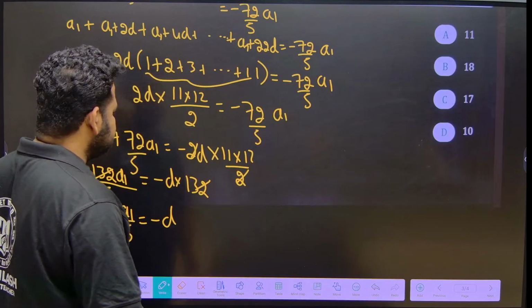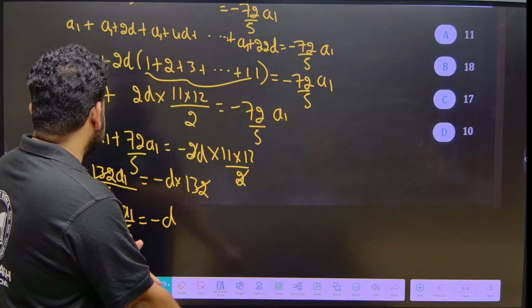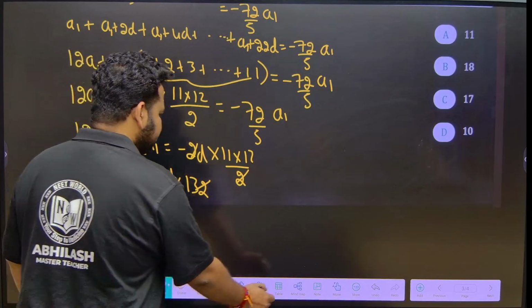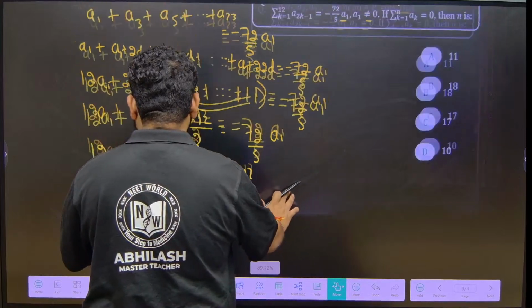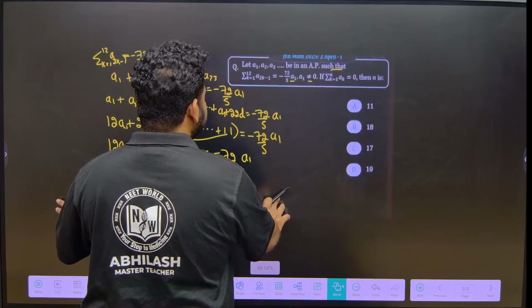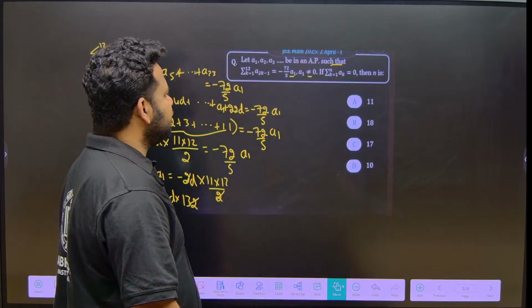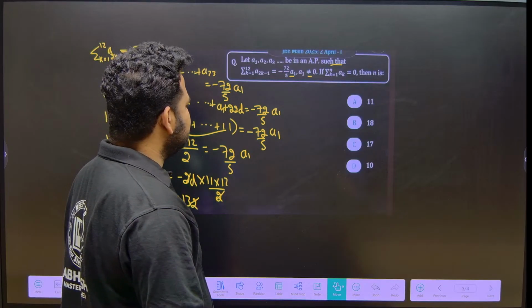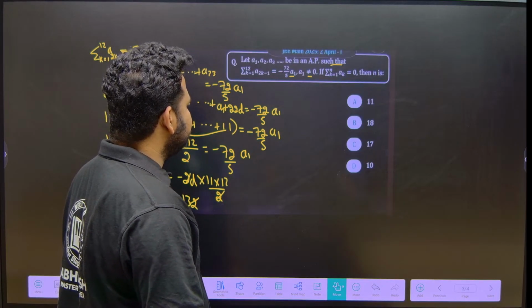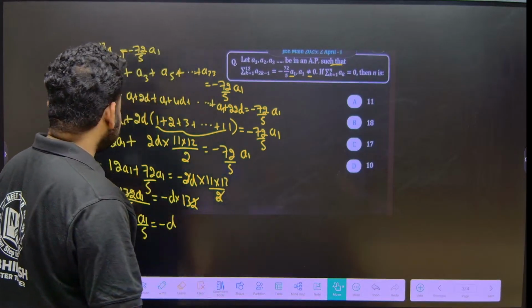Now, let us use the other information that is given to us. a1 by 5 is equal to minus d, this is what we got. What is it that they have given? They have given that the summation of k running from 1 to n, a of k is equal to 0. Now, let us use that.